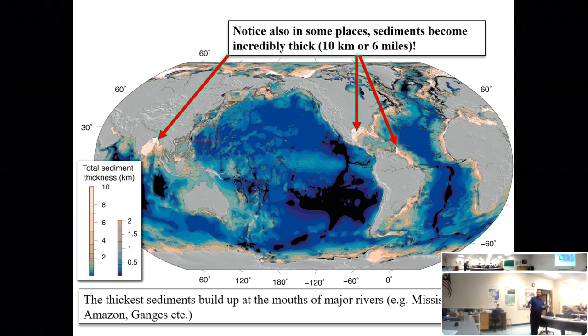Now, if you compare that, of course, to the abyssal plains, it's much different. You're only talking about hundreds of meters to maybe up to maximum 2 kilometers. Okay? So again, the abyssal plains generally have a lot less sediment on them, generally speaking.